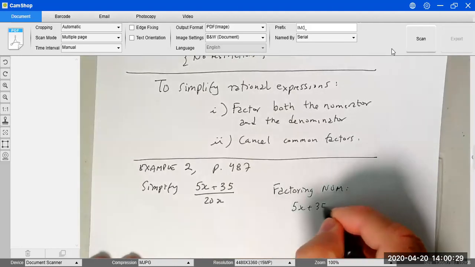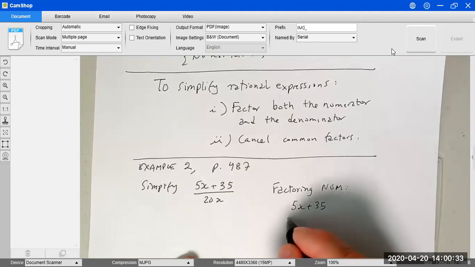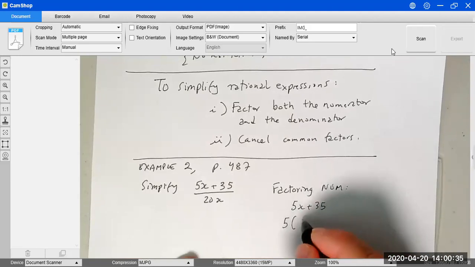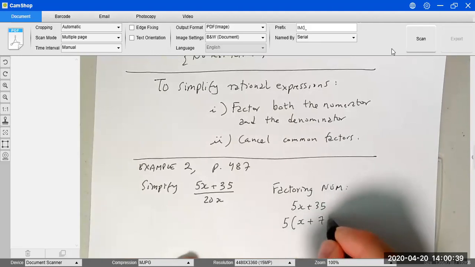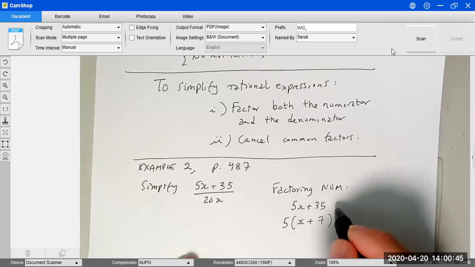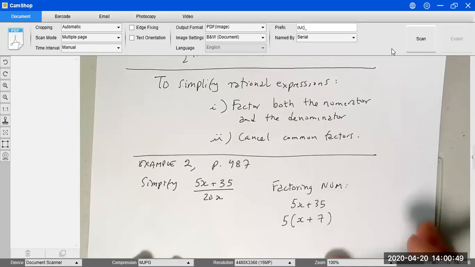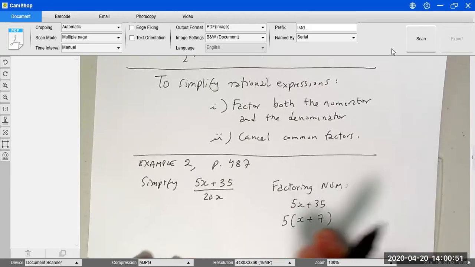So what is the greatest common factor? You're gonna see here that the greatest common factor is 5, so you're gonna have 5 that multiplies x plus 7. I'm not going to write the intermediate steps because at this point you should be familiar with this process. If you need, you can write the intermediate steps. It is fine for me. So this is our numerator written in factored form.